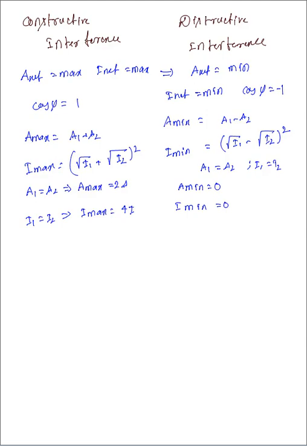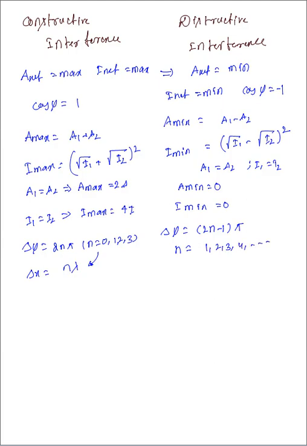Next, we have to discuss delta phi. For constructive interference, delta phi equals 2n pi, where n value is 0, 1, 2, 3, and delta x equals n lambda, where n is again 0, 1, 2, 3 and so on. For destructive interference, the phase difference delta phi equals (2n minus 1) into pi, where n starts from 1, 2, 3, 4 and so on. Similarly, delta x equals lambda by 2 times (2n minus 1), which we have derived here.